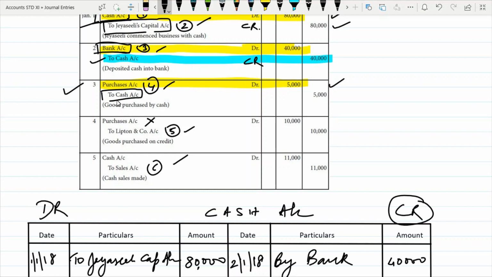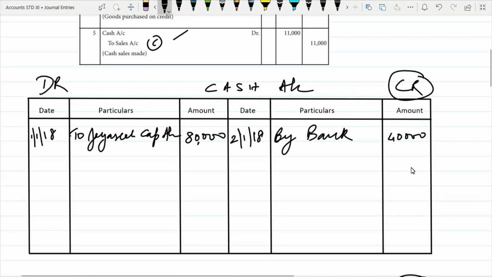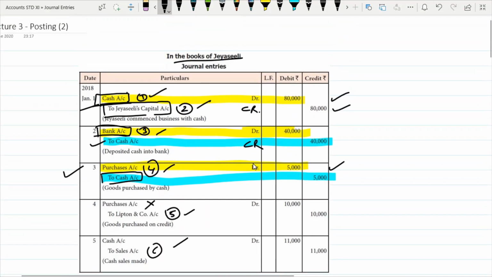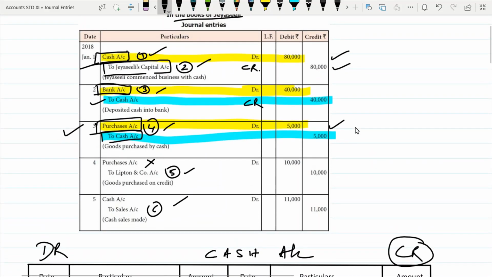So purchases we have recorded. Now we have to record cash again. So cash, now look at only cash. Cash is credit, right? So cash will be written on the credit side. So credit by how much? 5,000. So let's write the amount. Date we know, 3rd Jan 18. And again, what we will write now? We will write by purchases. So here, by purchases. Now moving to the next. So this is also complete.